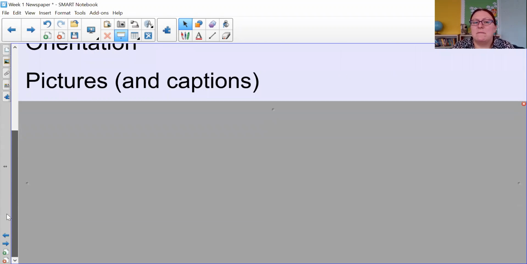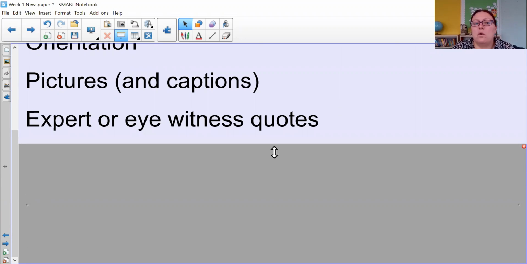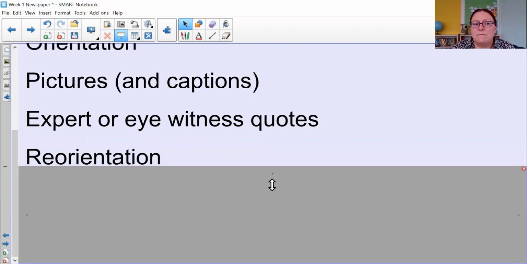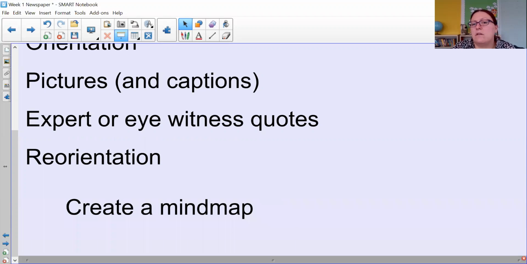Pictures and captions. Now these aren't drawings, these are photos, because normally it is true, it is real life, so there will be a photo from the time. An expert or eyewitness quote, so somebody that was there at the time, their thoughts on what had happened, and then the reorientation at the end. So could you please create a mind map of those things there?